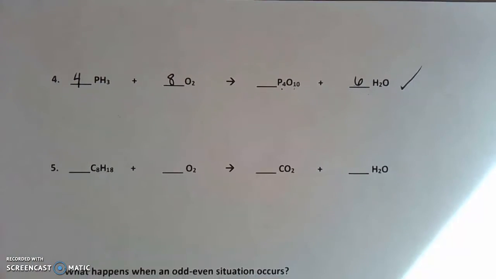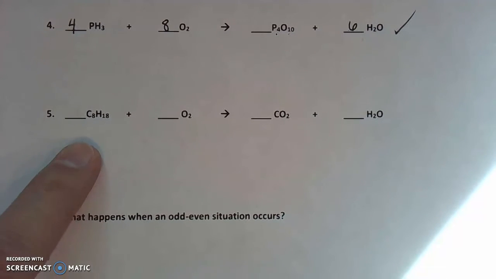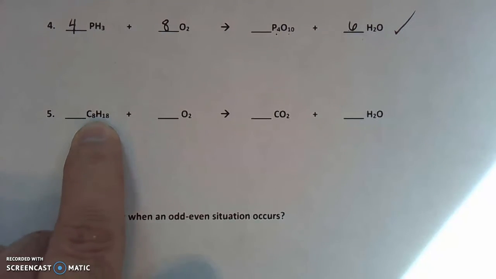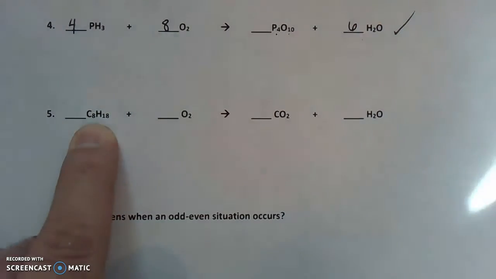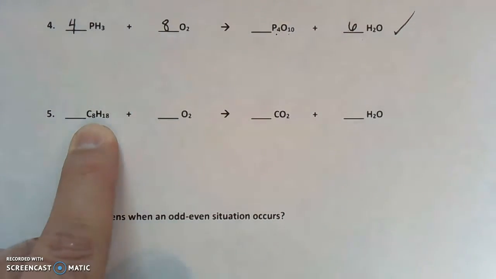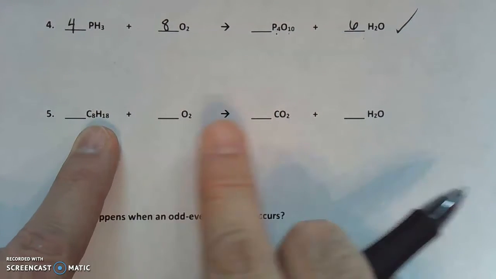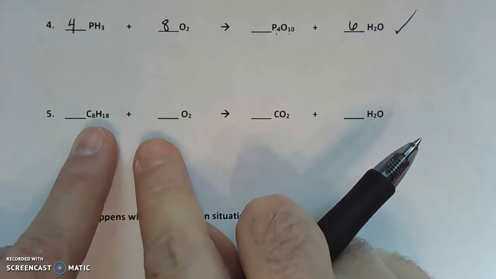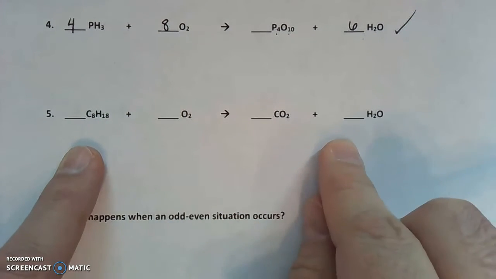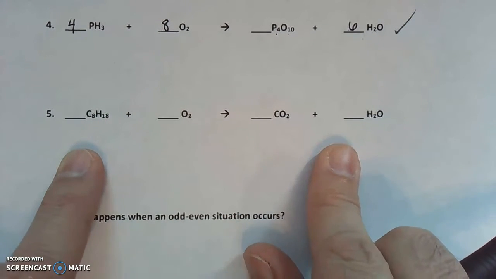Now, number 5, we have an issue. If you don't know what C8H18 is, you really like that compound because that's gasoline. It's what you put in your car so you can drive. So this plus oxygen gives us carbon dioxide and water. This is how an internal combustion engine works.